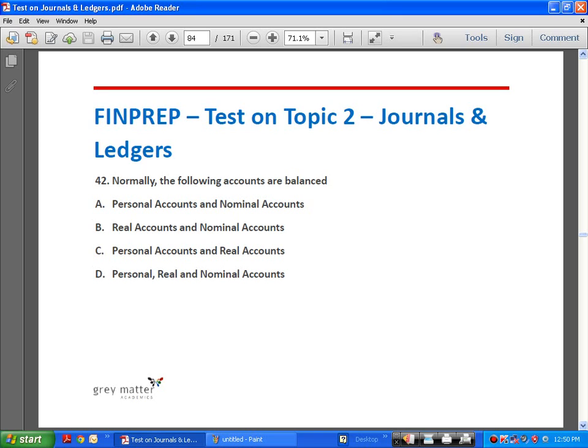Nominal accounts are generally not balanced. Now the balances in the nominal accounts are taken or transferred to the trading account and the P&L account. So the answer is C. Only personal accounts and real accounts are balanced.